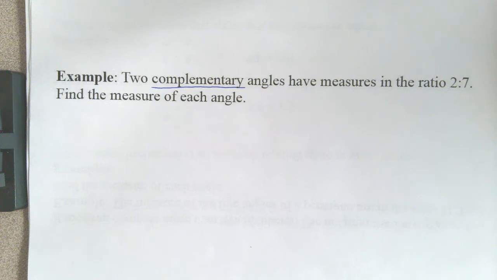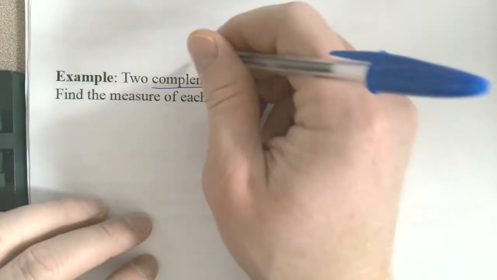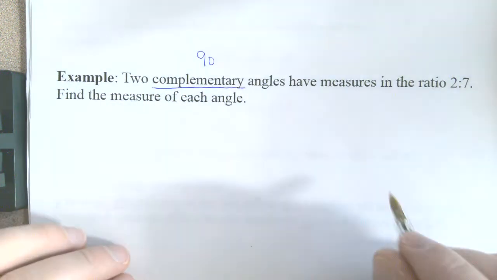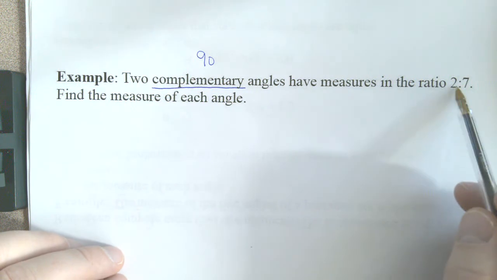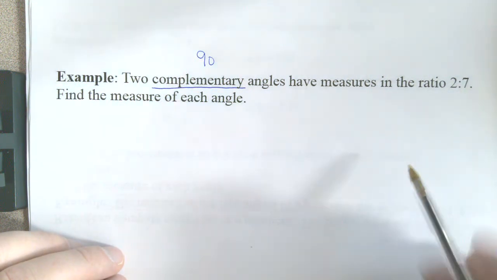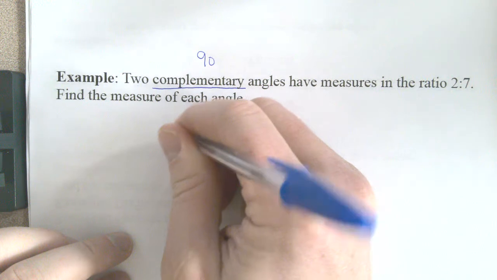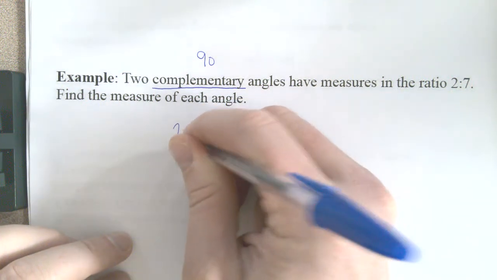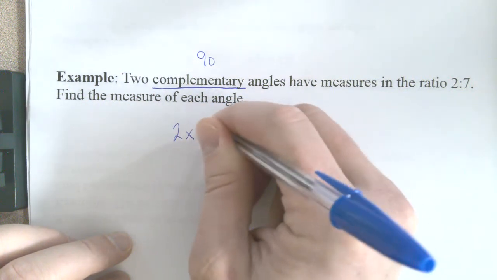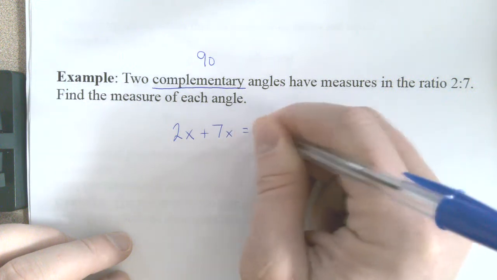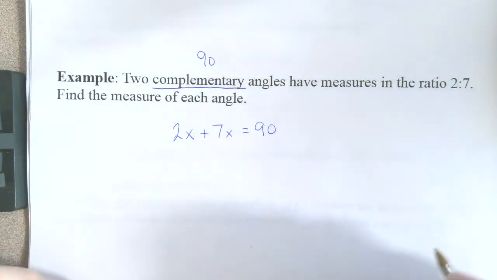Yes. So it means that the angles together are going to add up to 90. So if I have a ratio of the angles of 2 to 7, all I'm going to do here is add a variable. So I'm going to say 2x plus 7x equals 90.